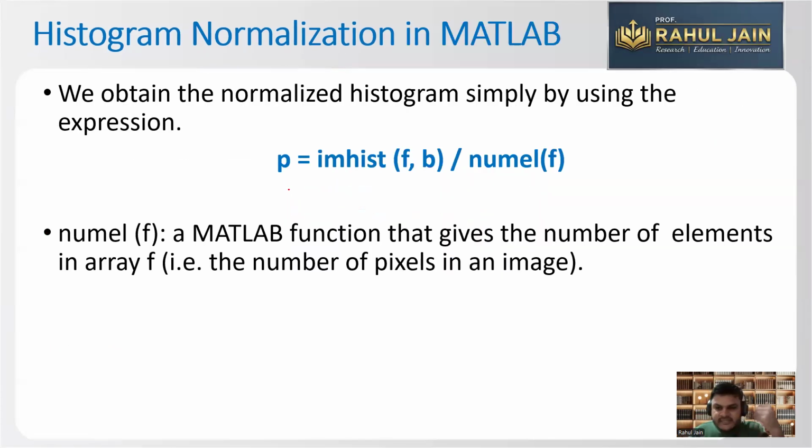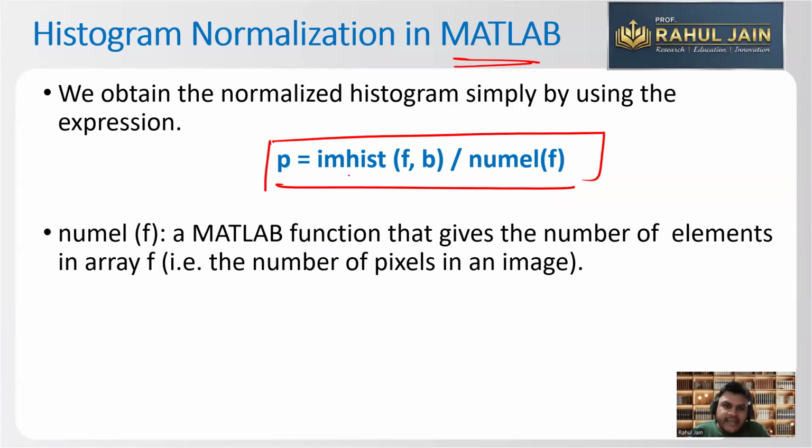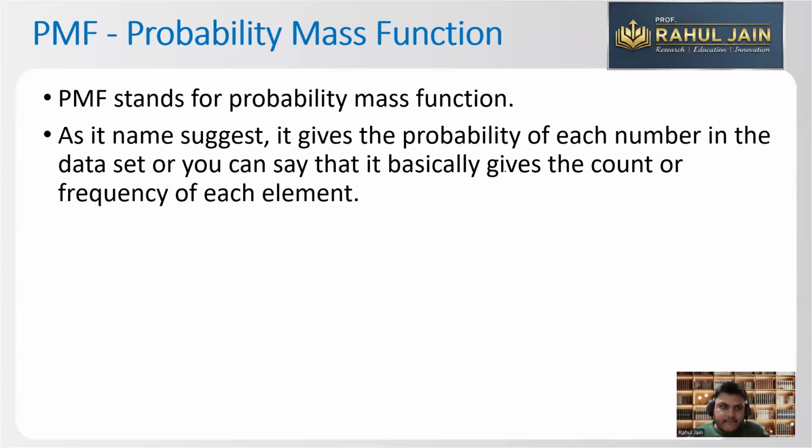Now, from the MATLAB point of view, we can obtain the normalized histogram simply by using this formula: p = imhist(f, b) / numel(f), where numel(f) is a MATLAB function that gives us the number of elements in an array. Basically, it is a numerical value, so the total number of pixels in that image is given by this MATLAB function.